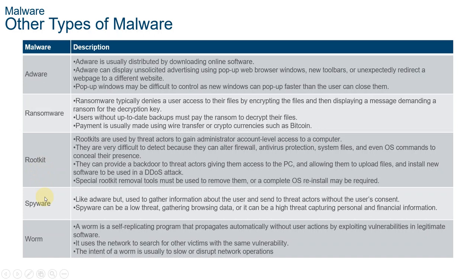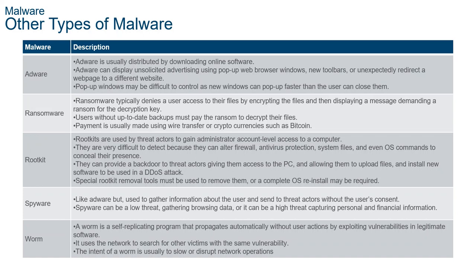Now, adware is usually distributed by downloading online software. Adware can display unsolicited advertising using pop-up browser windows, new toolbars, or unexpectedly redirect a web page to a different website. Okay? Ransomware typically denies a user access to their files by encrypting the files and then displaying a message demanding a ransom for the decryption key. Users without an up-to-date backup must pay the ransom to decrypt the files. Payment is usually made using wire transfer or cryptocurrency such as Bitcoin.